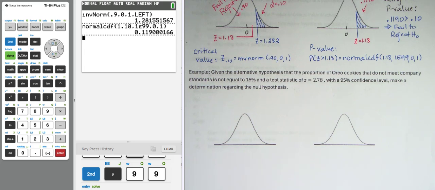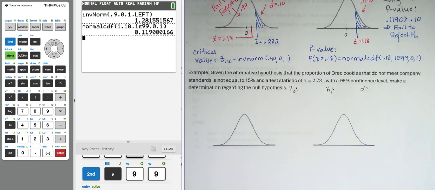Given the alternative hypothesis that the proportion of Oreo cookies that do not meet company standards is not equal to 15%, and a test statistic of z equals 2.78 with a 95% confidence level, make a determination regarding the null hypothesis. We want to be able to create our symbolic notations using the population parameter, inequality type symbols, and in this case a decimal value representing the proportion.